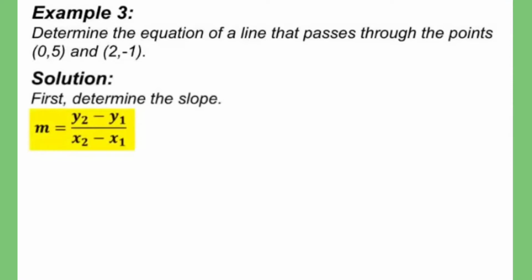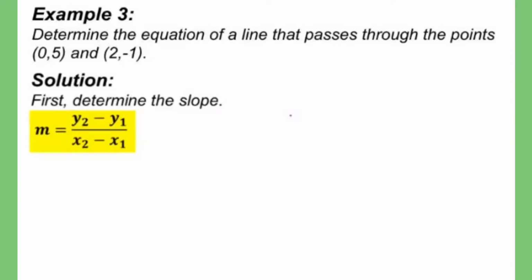First, we need to find the slope of the line since we do not have slope in our given. So we use m is equal to y sub 2 minus y sub 1 all over x sub 2 minus x sub 1. Using the points 0, 5, and 2, negative 1, we assign 0 as x sub 1, 5 as y sub 1, and 2 as x sub 2, negative 1 as y sub 2.